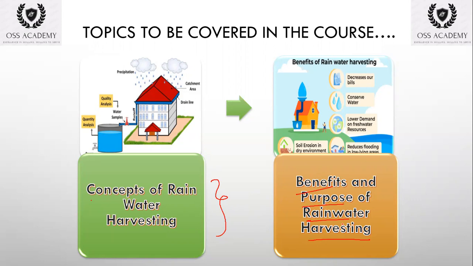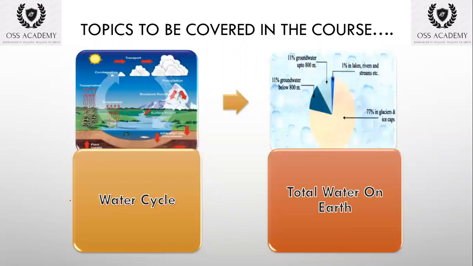As we know, today's water demand and the level of shortage that we are facing. We'll talk about the water cycle, what amount of water is available on the earth, and why there is a need for rainwater harvesting implementation projects everywhere.